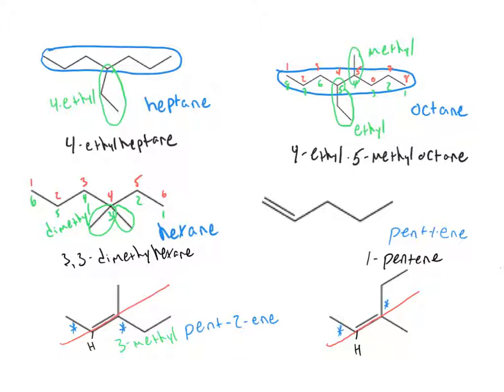And so each molecule will have the same basic name of 3-methyl pent-2-ene. However, this would be trans-3-methyl pent-2-ene, as opposed to this compound, which will be cis-3-methyl pent-2-ene.